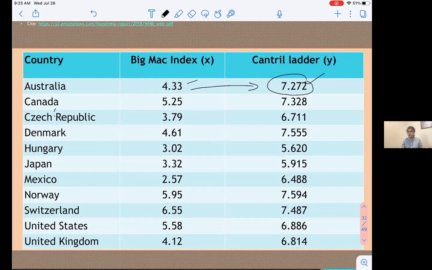I would recommend you to pause the video and do it on your own, and later come back, and then you can match your values with the following answers.